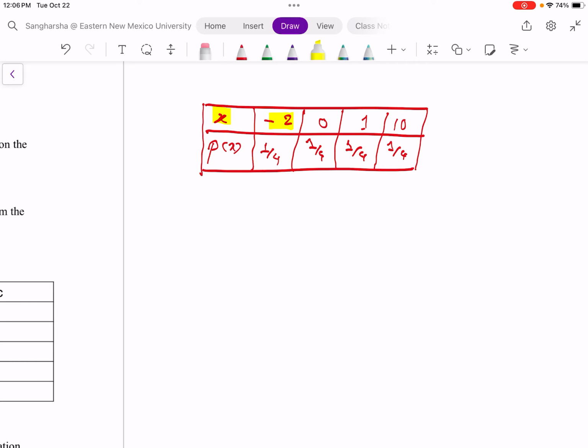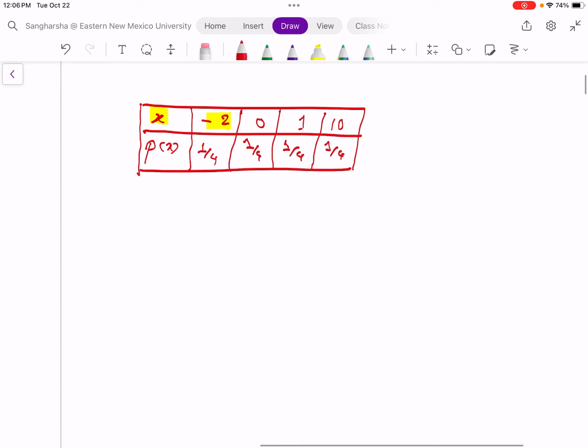It takes up values that we can make a list, right? So we can make a list. So here x takes up values like -2, 0, 1, 10. So we have this discrete random probability distribution. Okay. So this is what we had in chapter 4.